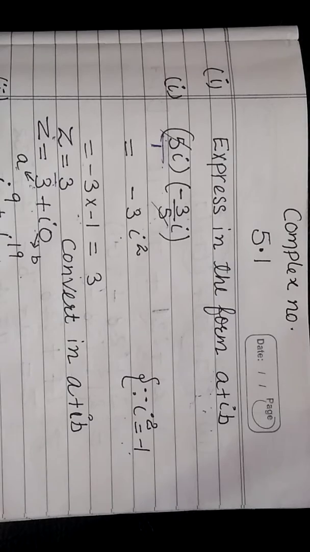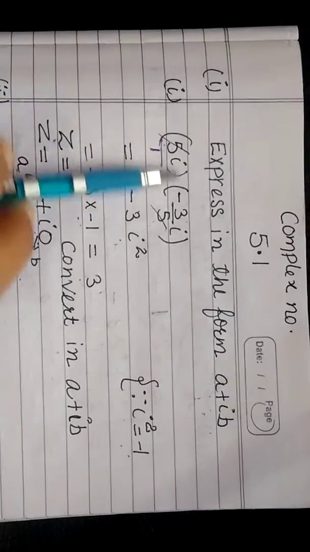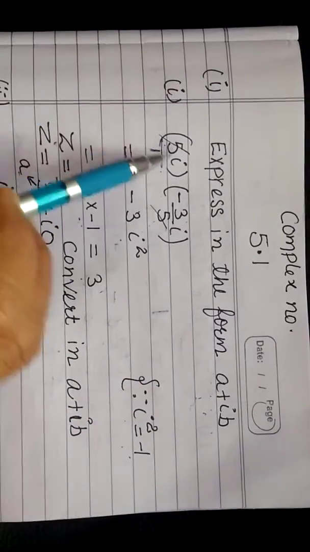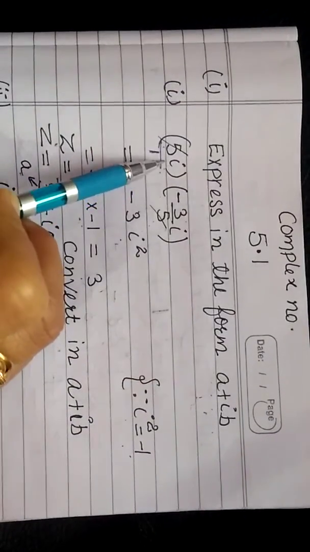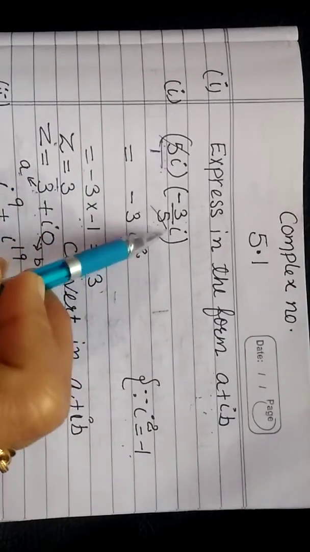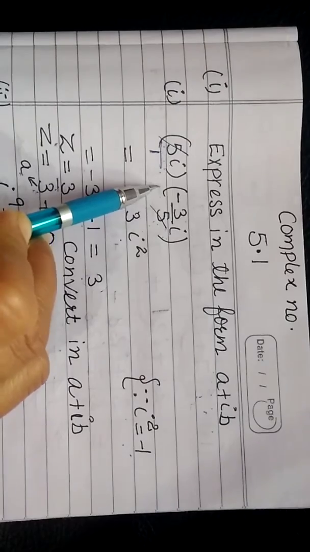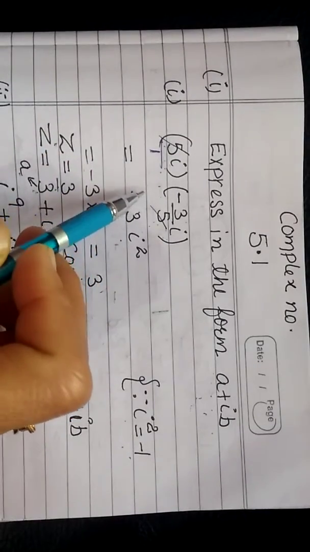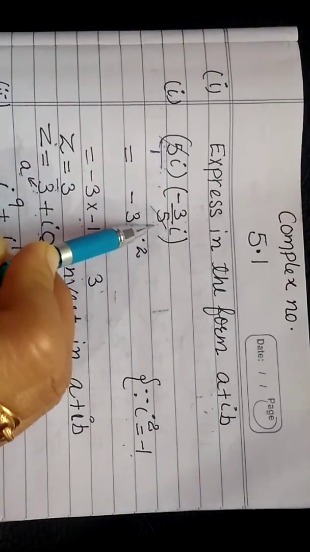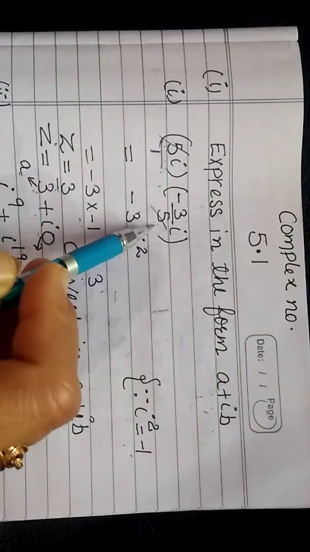First exercise of the complex number. The first question is to express in the form a plus iota b, where a plus iota b is the complex number. First question is 5 iota in bracket and minus 3 upon 5 iota in the next bracket. Bracket means multiplication. So we will multiply both the terms, 5 in numerator and 5 in denominator. They can cancel out with each other.